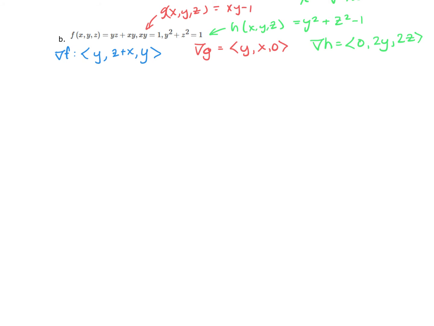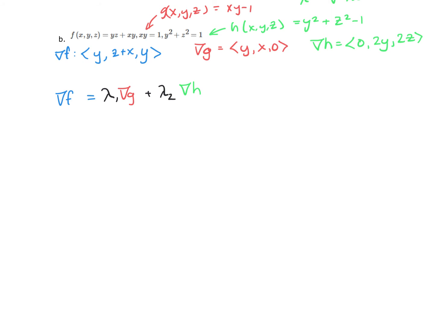Now remember, I have the gradient of f is going to be lambda sub 1 times the gradient of g, plus lambda sub 2 times the gradient of h.